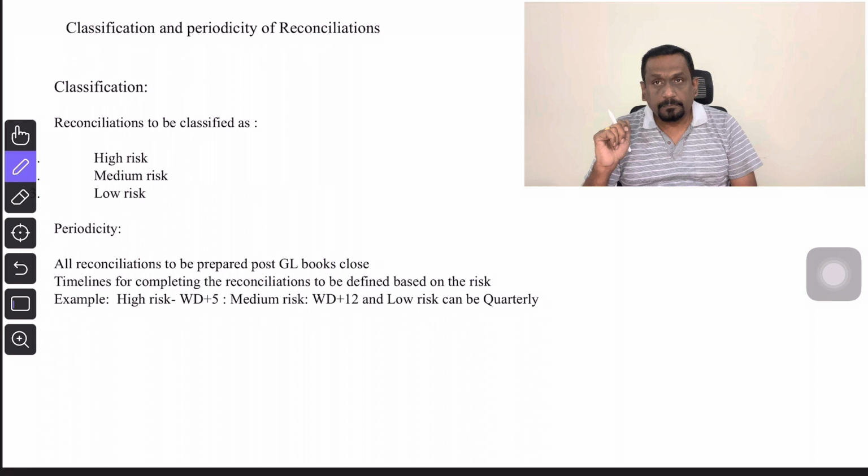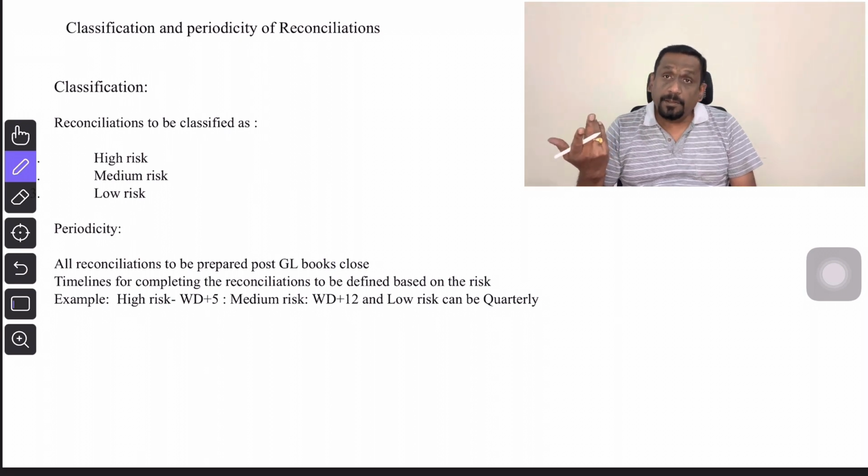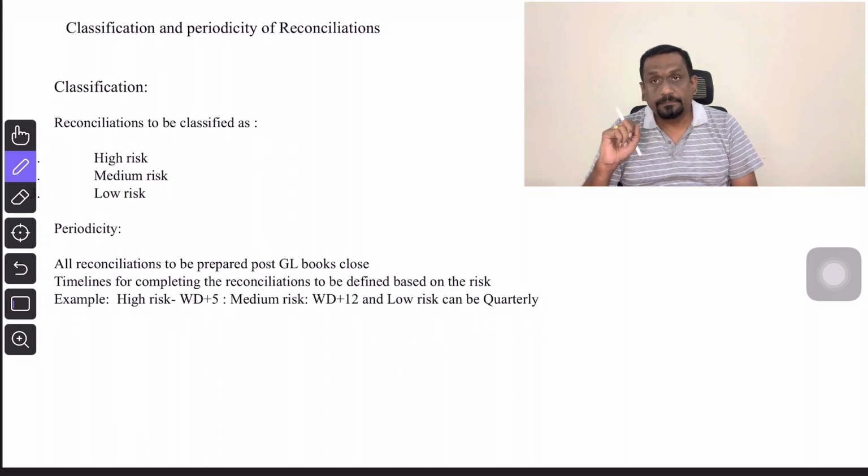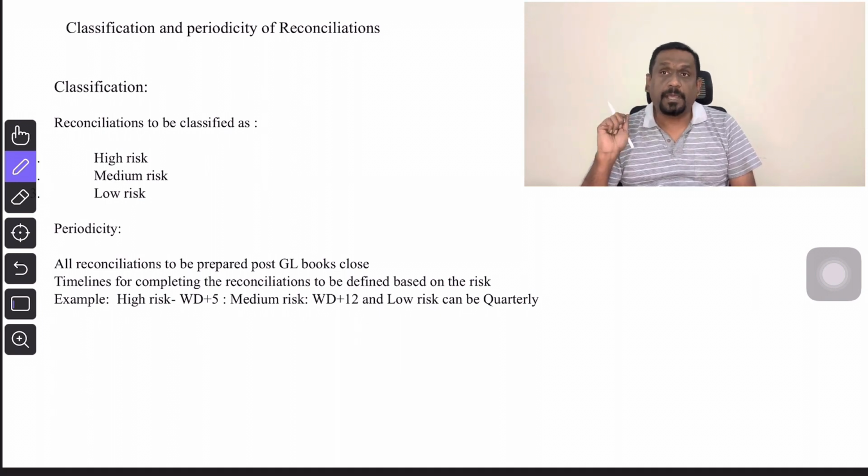2 days time. Medium risk can be completed by workday 12. Low risk can be completed quarterly once. Is there any hard and fast rule for this? No. Again, it depends on your reconciliation policy.